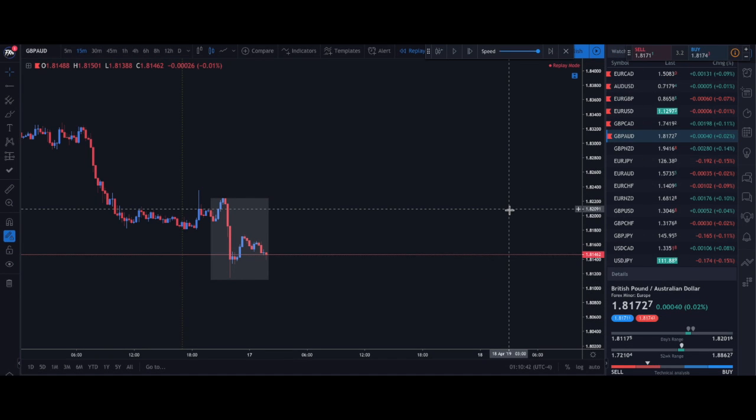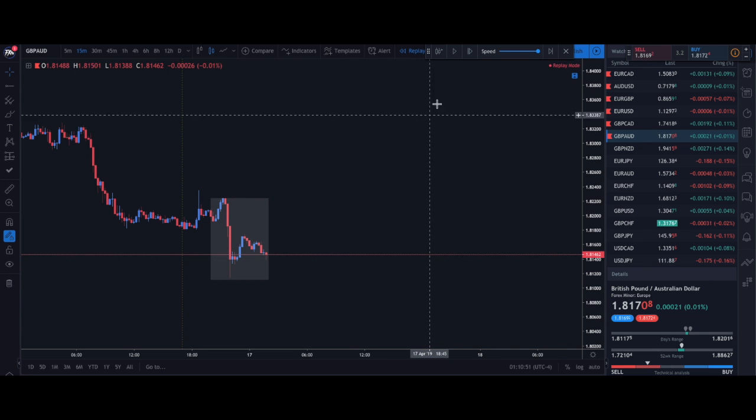Alright guys, and the last pair we're going to share here with you is going to be pound AUD, and here we have again the Asian range on pound AUD, and let's play this out real quick and I'll go ahead and explain to you.